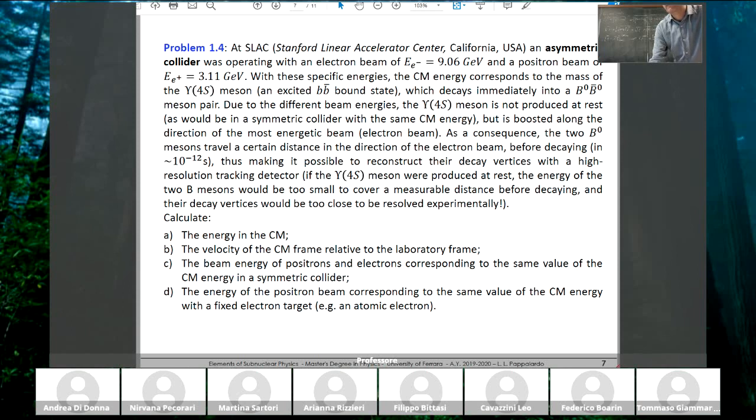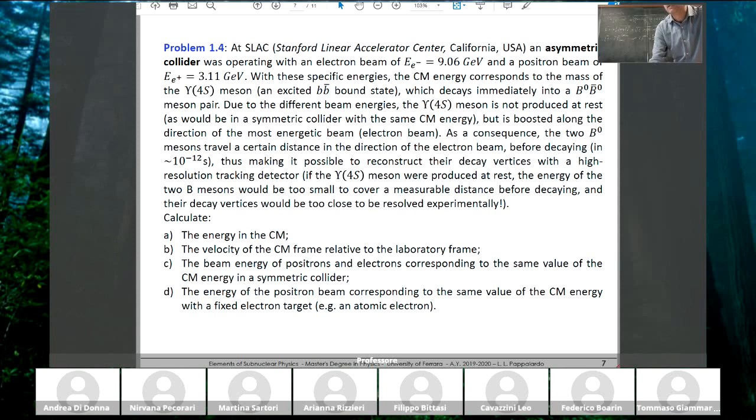Now, with these specific energies, the center of mass energy corresponds to the mass of the epsilon 4s meson. This is essentially an excited bound state of bottom-antibottom quarks. Okay, we will study this. It decays immediately into a pair of B mesons, B0 anti-B0, a meson and anti-meson.